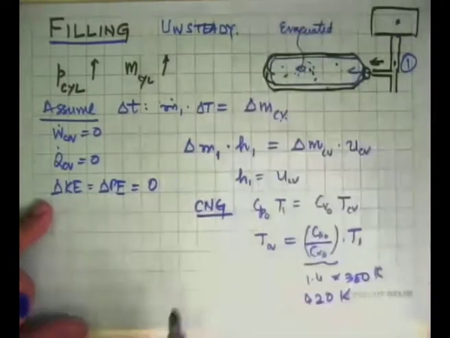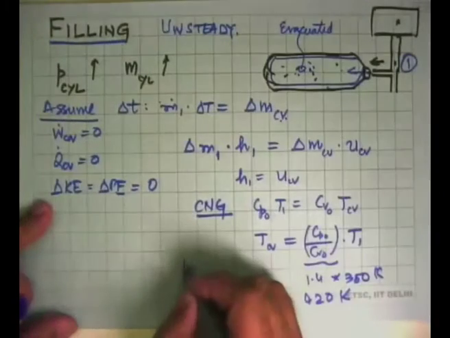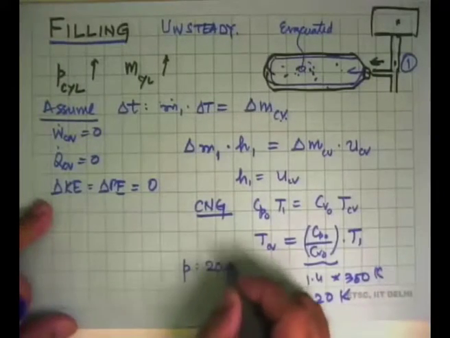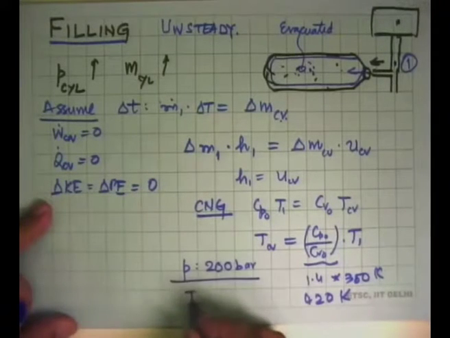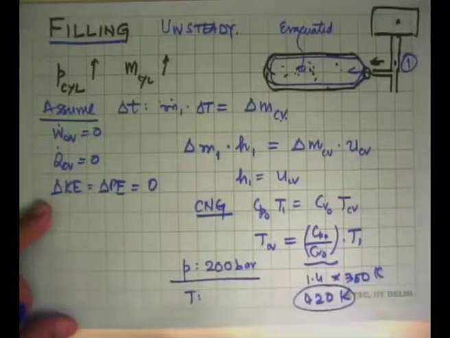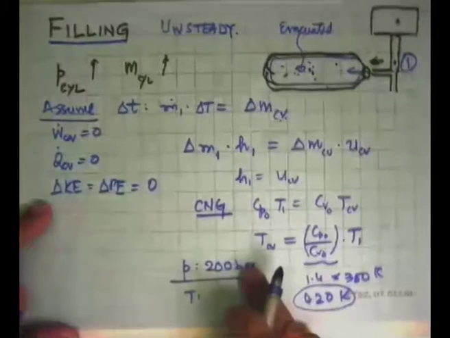You can't touch it. So it has reached a high temperature, but the pressure is equal to the maximum possible pressure to which it can be filled, which was 200 bar. So you have gas at 200 bar, but at a much higher temperature. And the safety of the cylinder requires that the pressure should not be exceeded.